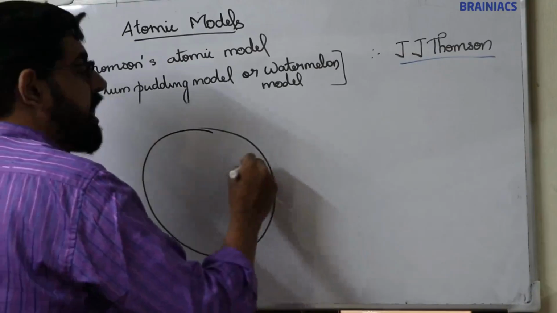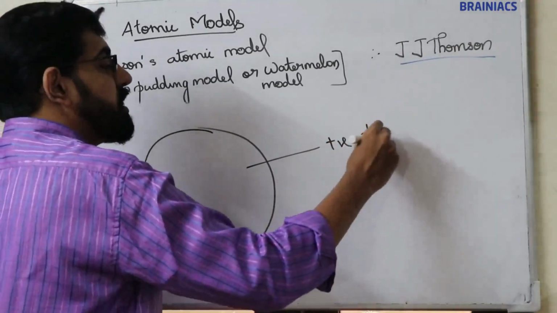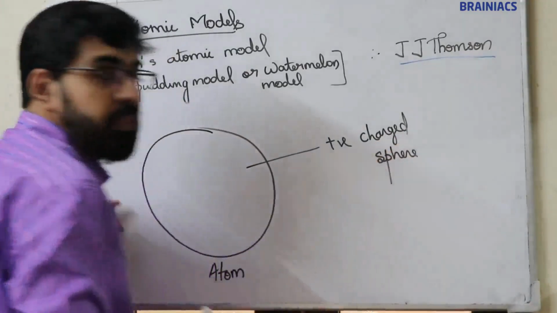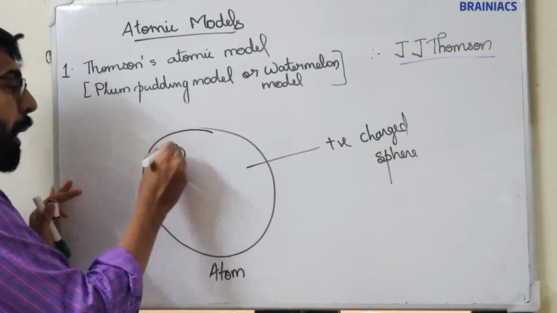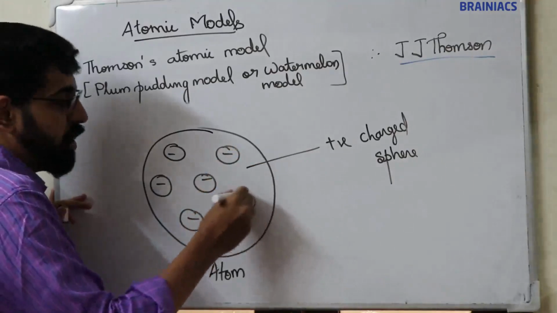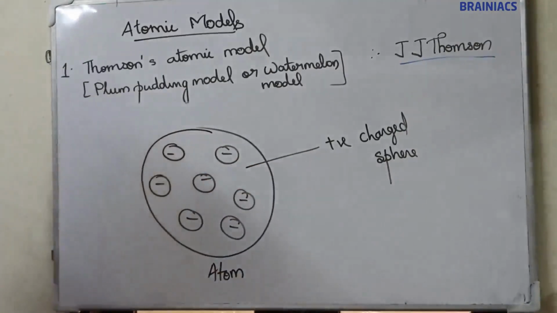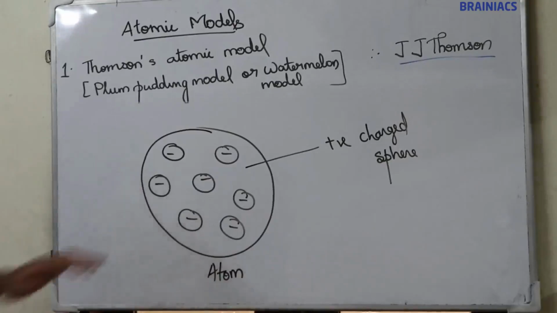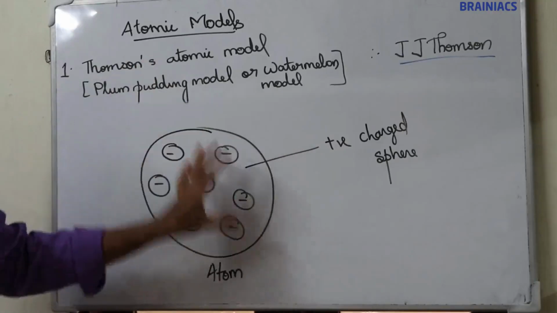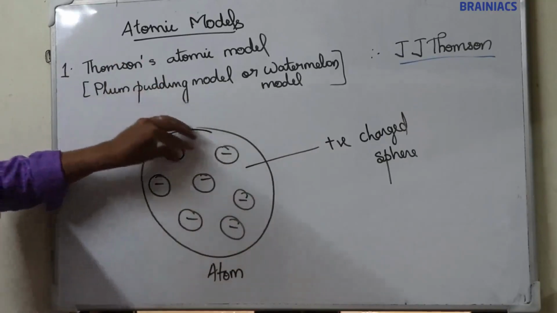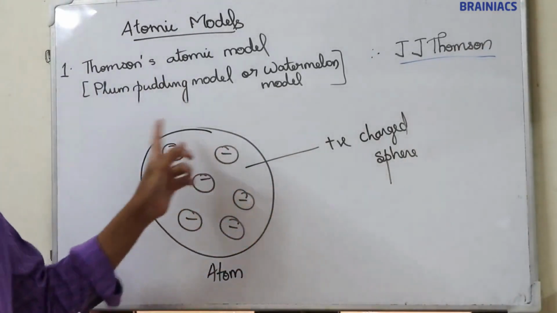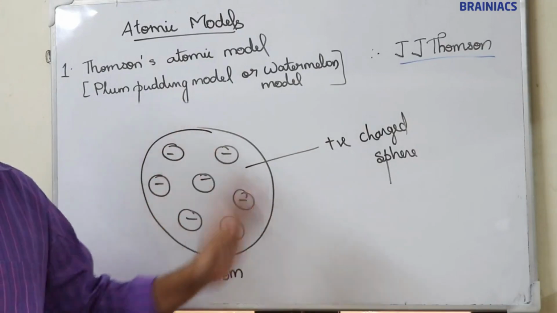The atom is a positively charged sphere in which electrons are embedded. Embedded means they are firmly attached. So according to J.J. Thomson's plum pudding model, the atom consists of a positively charged sphere in which electrons are firmly attached to make the atom neutral.